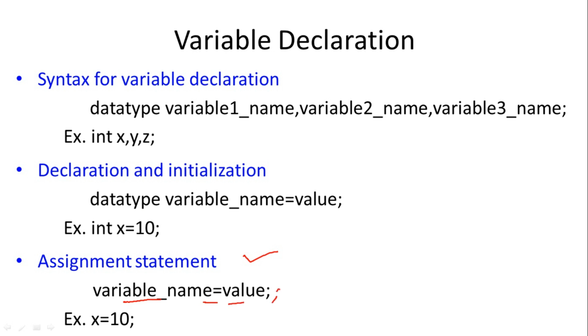Whenever we are using the assignment statement, the variable should be declared before it, because it is not indicating the type of data here. We only use variable name equal to value. So the example is x equal to 10. That means x is already declared above, and we are just assigning a value to it. So 10 will be assigned to variable x, and after this statement, whenever we use x in our program, the value 10 will be used in place of the variable name x.